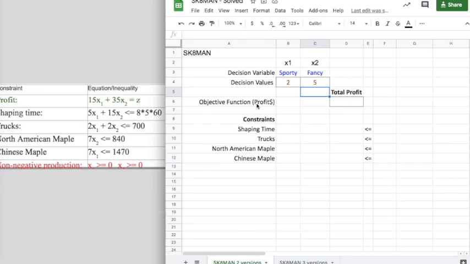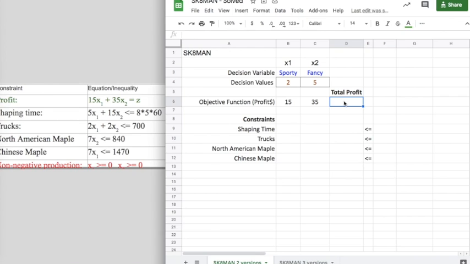So the objective function, that's how much money we make if we make one of these things. So if I make a sporty, I would make $15. So 15. If I made two sporties, I'd make $30, right? The fancies make more money. They make $35 each. And then in column D, that's going to be my formulas for everything.